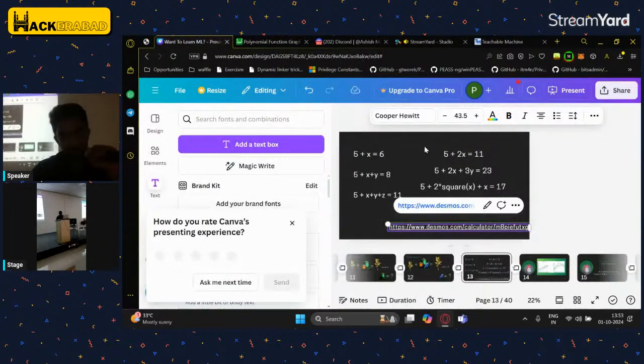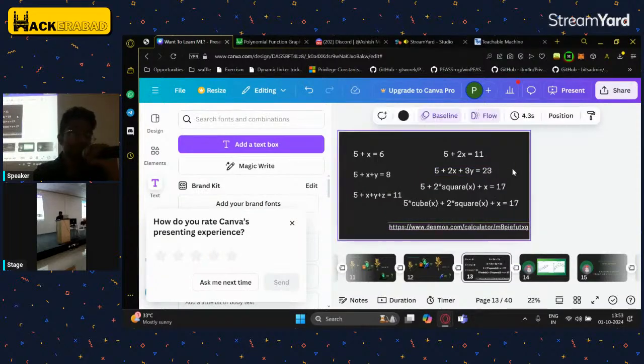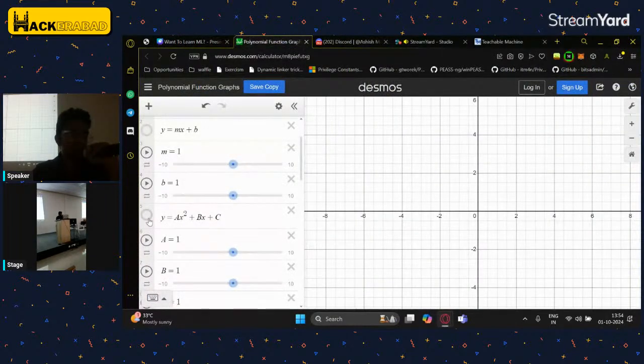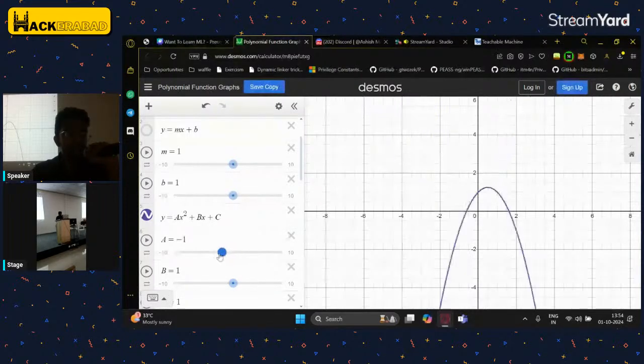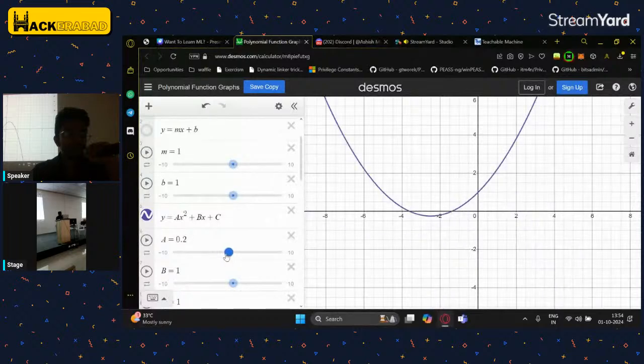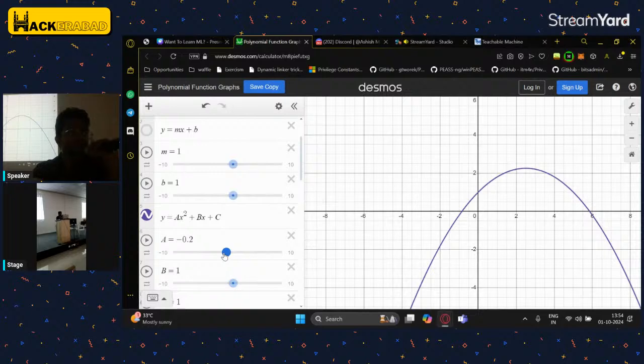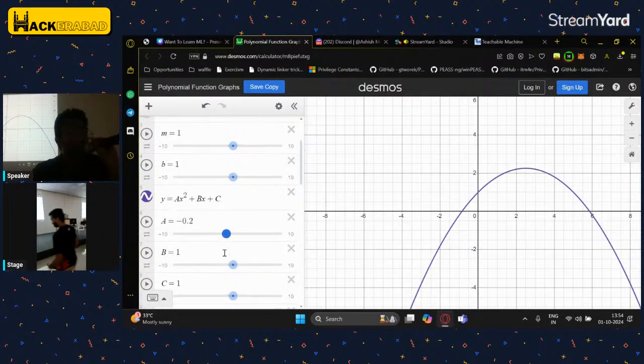Next, my second equation is also a sort of straight line, but my third equation has a square in it: 5 plus 2 into x square plus x. So I'll just go a degree above. It's a curve now. If I change the values of this equation, the curve changes, right? Or did I lose all of you guys? Are you all sleeping? Sleeping or not?